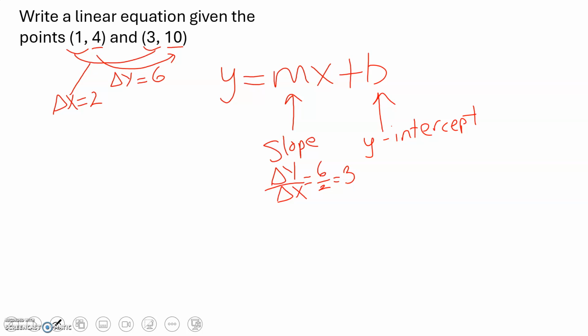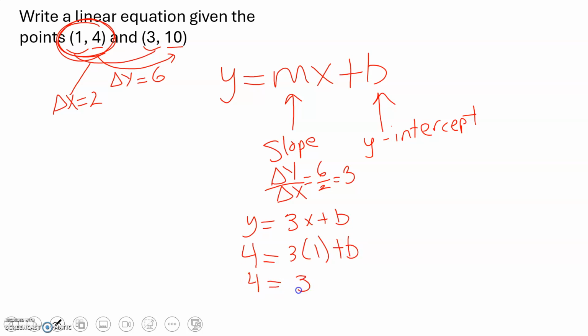So we know so far that our equation is y equals 3x plus b. We're going to go ahead and test one of the points we know in order to figure out what b must be. We know that y comes out 4 when we plug in 1 for x. So we know 4 is equal to 3 times 1, or 3, plus b.